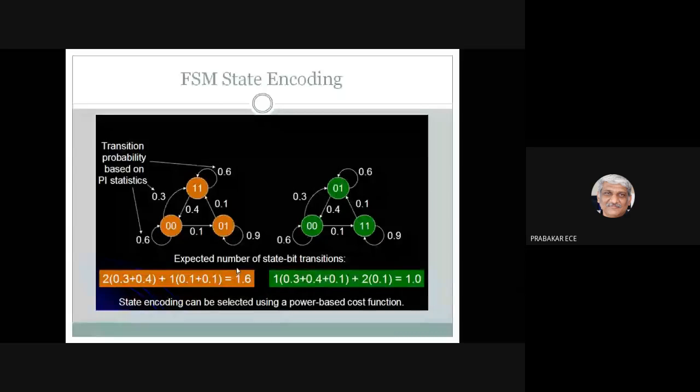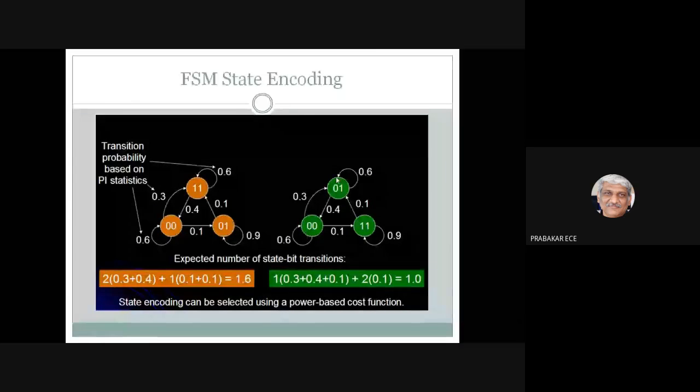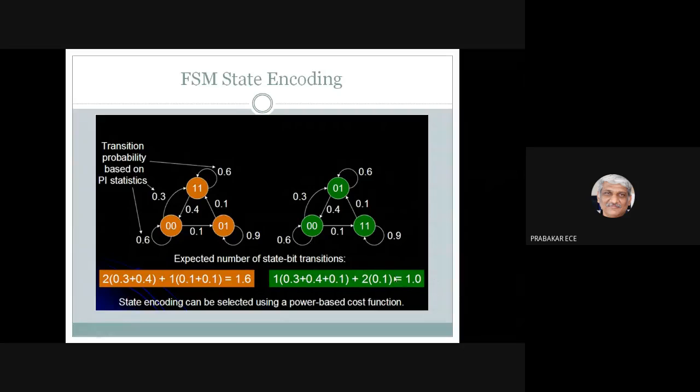Instead, if this 11 is brought here and 01 is brought here, now what happens? For the 0.3 and 0.4, where the high probability occurs, I have only a 1-bit transition instead of a 2-bit transition. So if you rewrite this FSM and slightly change the state value format, you can see the average number of transitions is only 1 against 1.6 here.